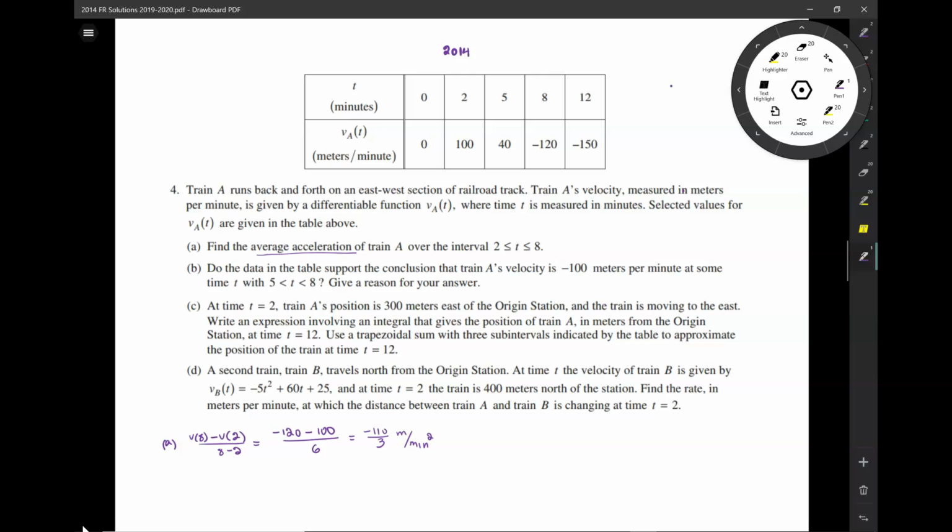Okay, so part B says, do the data in the table support the conclusion that train A's velocity is negative 100 meters per minute at some point within 5 through 8? So at t equals 5, you see the velocity is 40. At t equals 8, you see the velocity is negative 120. Now, logically, to go from 40 to negative 120, it has to pass through negative 100, right?